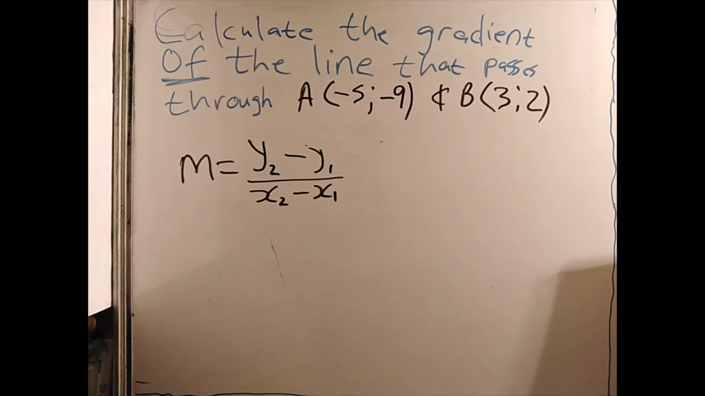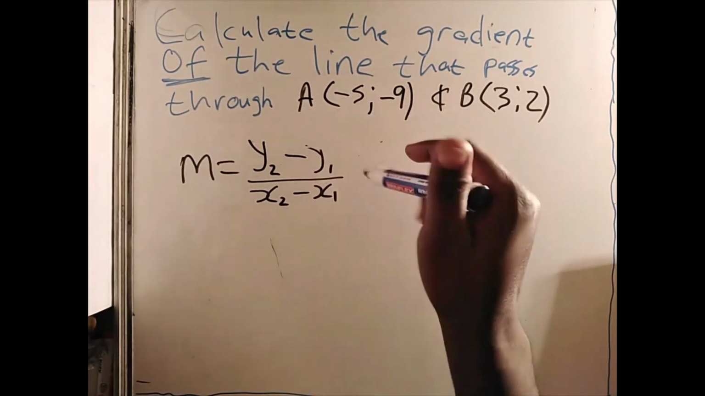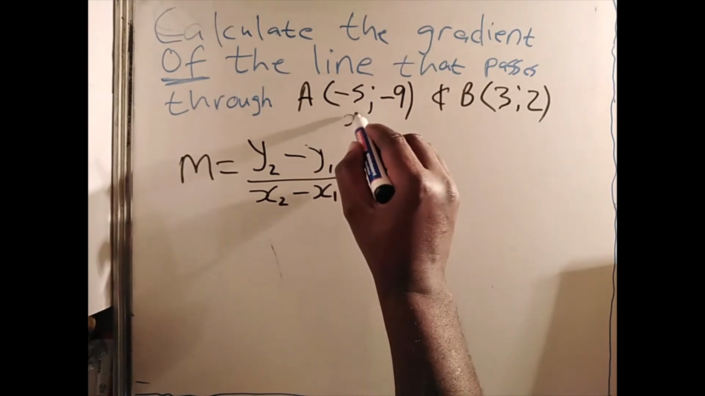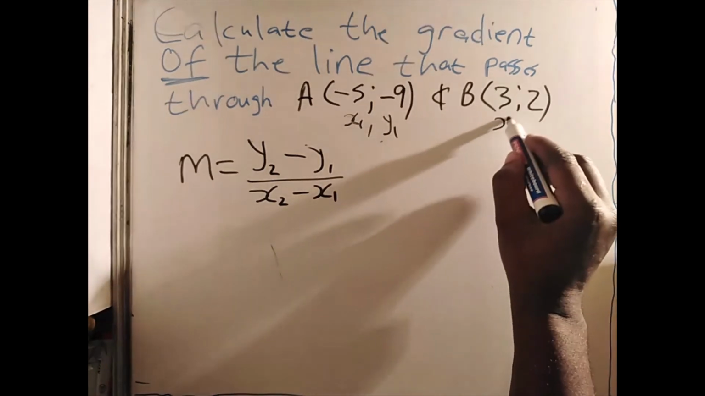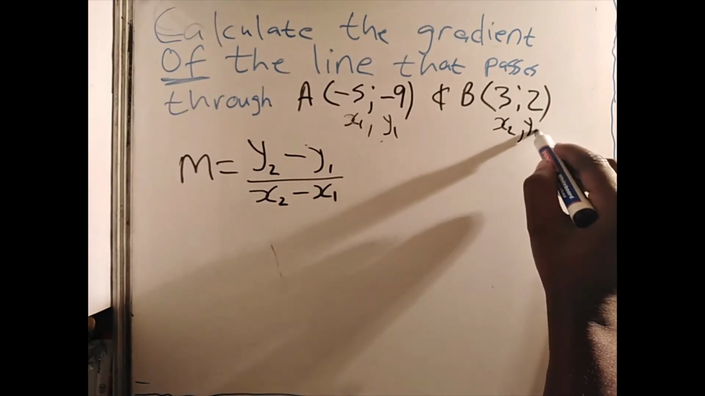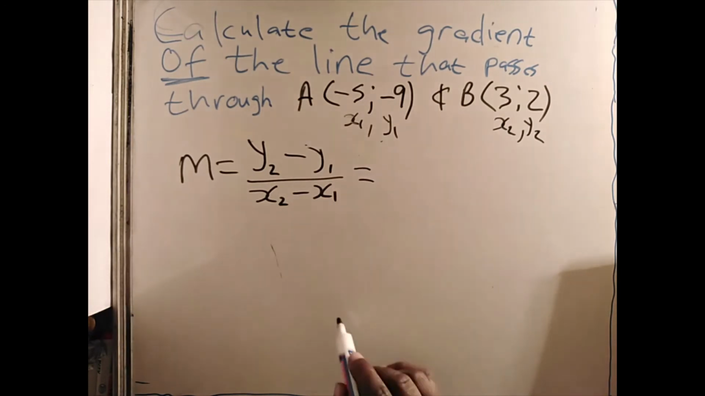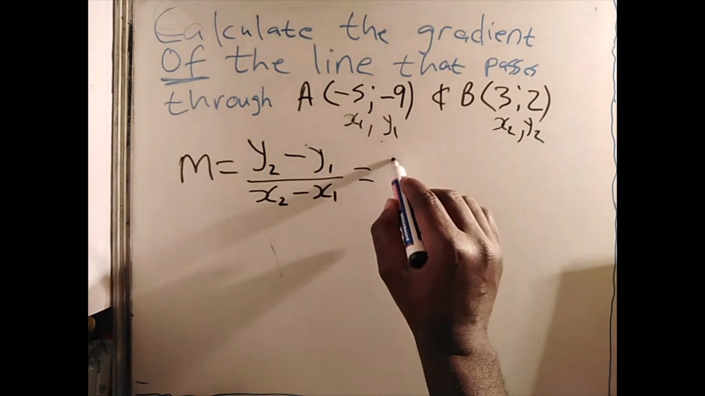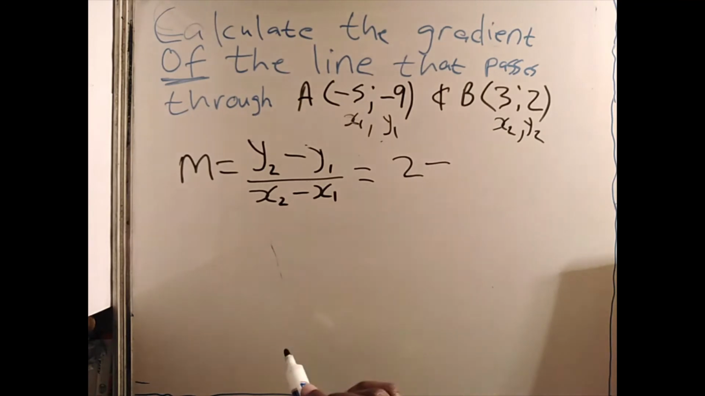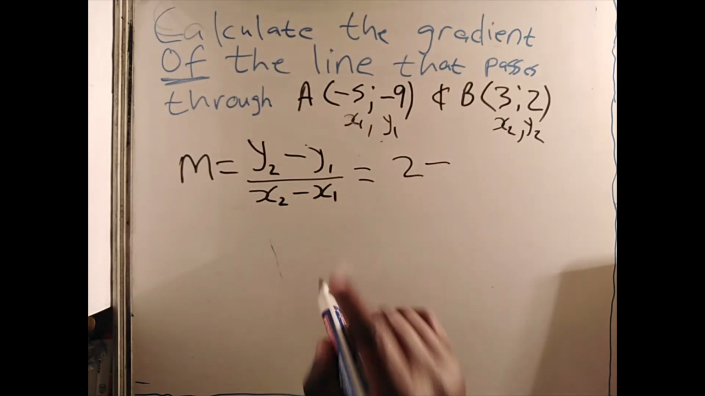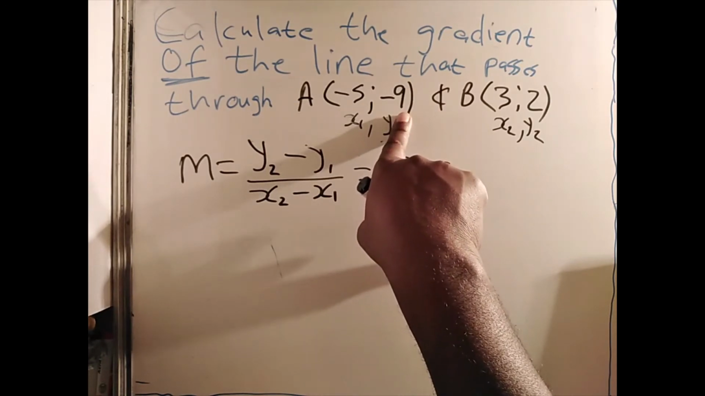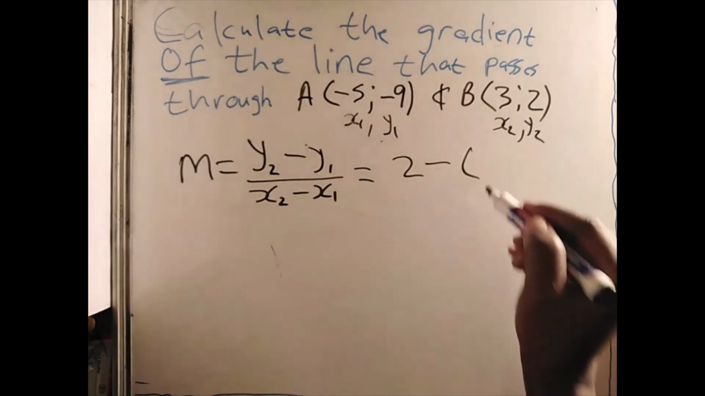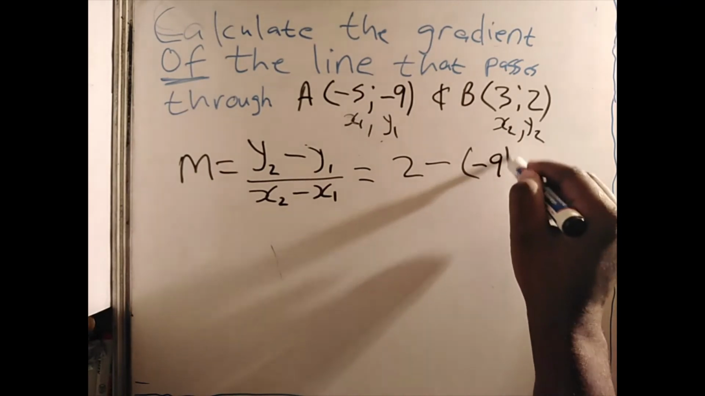You identify the first point, which is this one, with x1, and this one is y1, and then this one is x2, and this one is y2. Then you say y2, which is 2, minus y1. Now y1, guys, please note that y1 is negative. Because it's negative, you must open a bracket and put this minus 9 inside here.